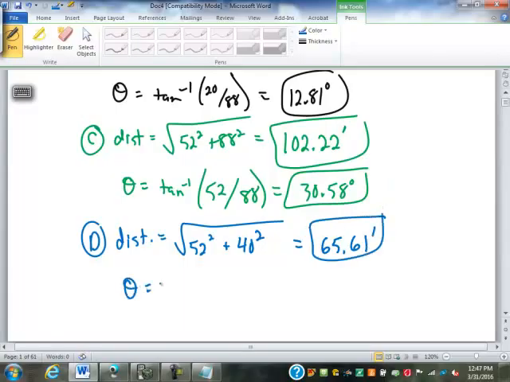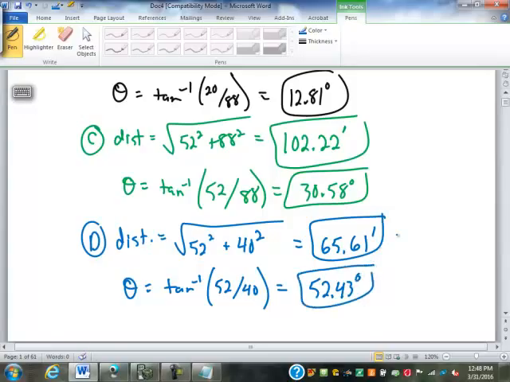The angle then, of course, is the inverse tangent of 52 over 40, which gives us what? 52.43 degrees. What do you think? Good stuff? Any questions?